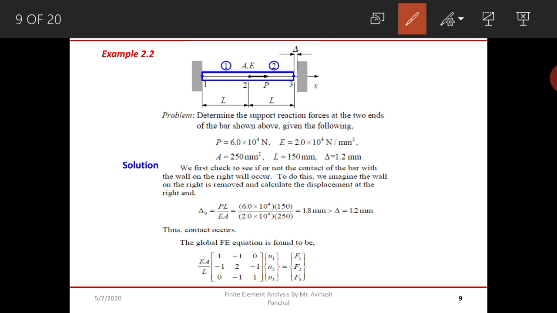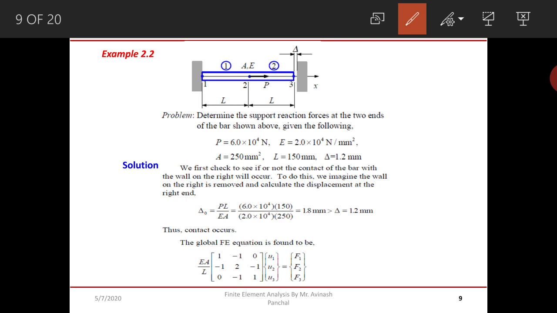So now we see the next problem, which is given on the screen. Here we have this problem: determine the support reaction forces at the two ends of the bar shown above.